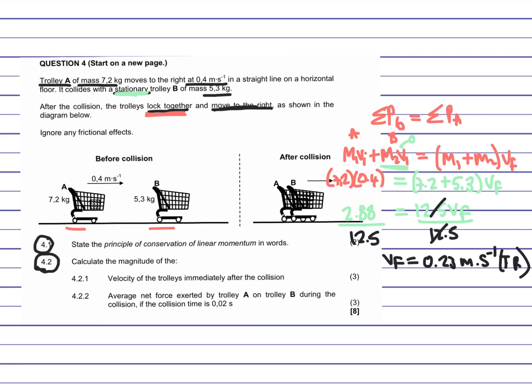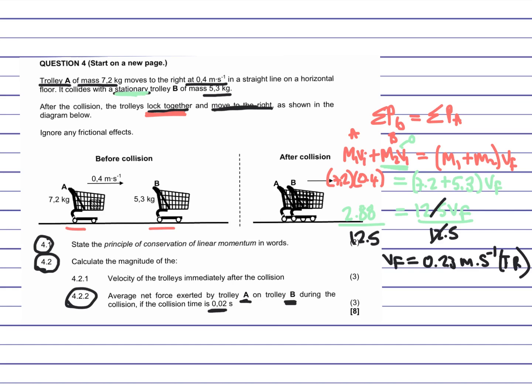On 4.2.2, it says calculate the net force exerted by trolley A on trolley B during the collision, if the collision lasts for a given time. Can you see they are now introducing forces and Newton's laws.